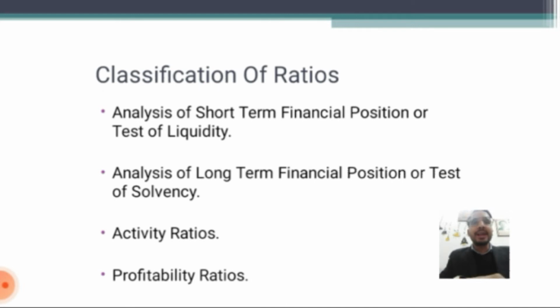Classification of ratios. First, analysis of the short term financial position, or test of liquidity. Second one, analysis of the long term financial position, or test of solvency, and activity ratio and profitability ratio. Thereby, these are the classifications of ratio analysis.